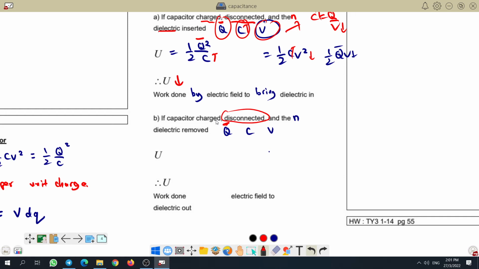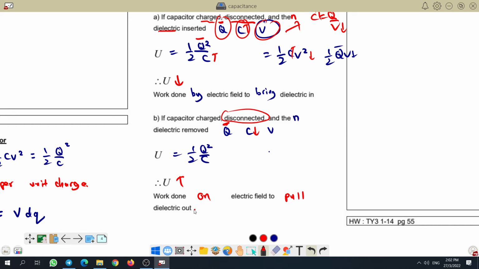Unless it is still connected to the same battery, then V will be constant, and Q will increase, because it will keep on charging or lose some charge. So C will decrease. So you can just use half Q squared per C. If you cannot remember, you want to use QV, then you have to use CV. So in this case, U will actually increase. Work is done on the electric field to pull the dielectric out. In fact, there is actually an attractive force.